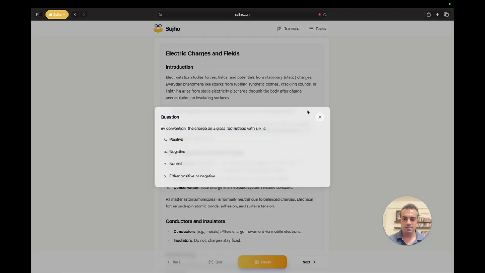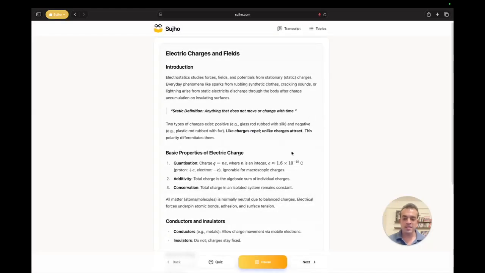Yes, that's correct. We've established that there are two types of charge, positive and negative. Think about the historical... All right, again, you guys get the idea.